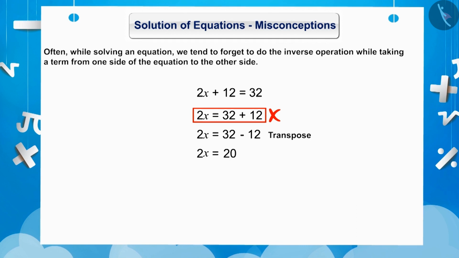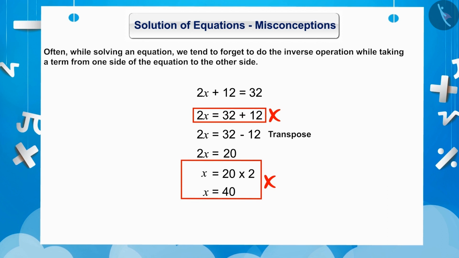Now we need to find the value of x, for which we want only x in LHS. As we can see, 2 is multiplied with x in LHS. While transposing, sometimes 2 is multiplied in RHS as well, which is incorrect. The correct understanding is that since 2 is multiplied by x in LHS, it has to divide 20 in RHS, so that we get the value of x as 10.